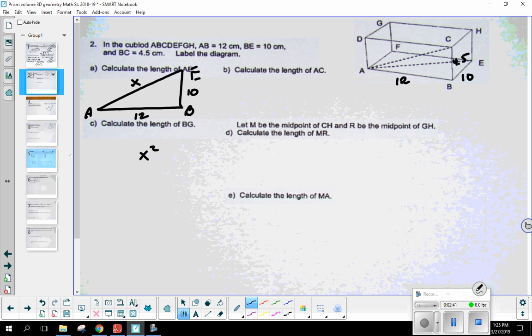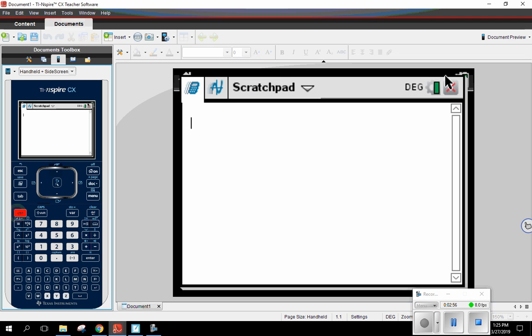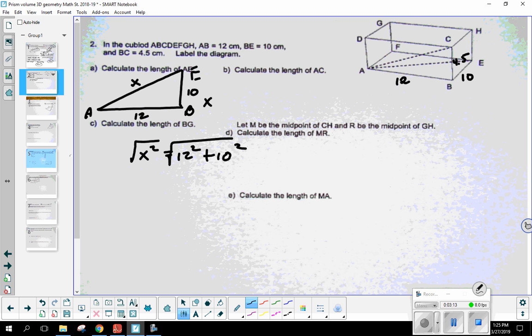So this would be X squared is equal to 12 squared plus 10 squared. And how do I get an X from X squared? Square root. There we go. So basically I'm looking for the square root of 144 plus 100, or you can go ahead and say 244. Well, I'd say we're looking at about 15.6 centimeters. Would everybody agree? 15.6? Okay, good. So let's say I'll go ahead and put AE, that's about 15.6 centimeters.